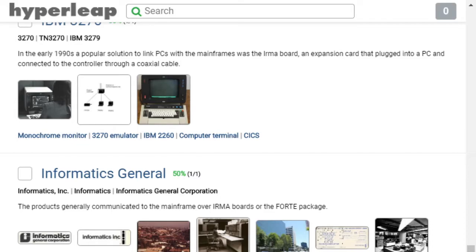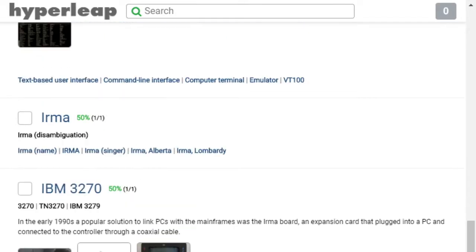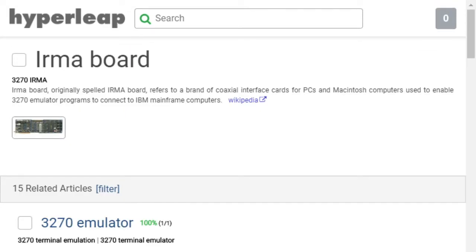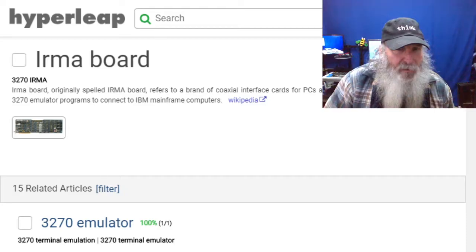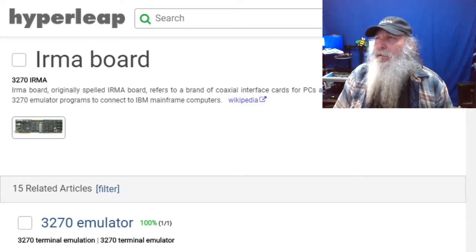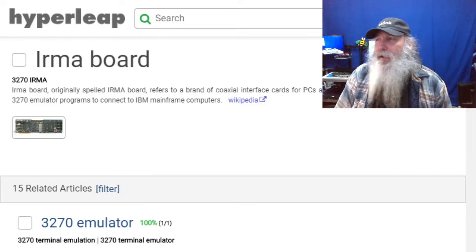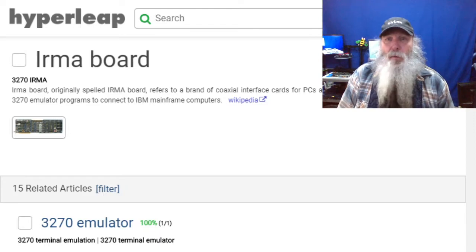The products generally communicated to the mainframe over Irma boards or the Forte package. Because I think Forte was ultimately a company as well. Because I have it from Louis Olin that he said that DCA bought Forte and Irma, then Attachmate bought DCA in, he had said, 1995, but as we saw in the reference here, it was listed as 1994, whatever's right.